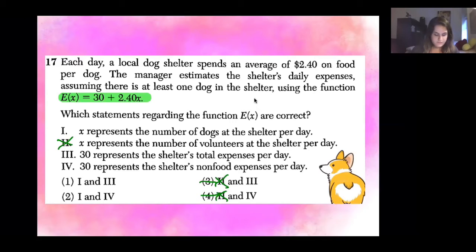Let's look at 30. So 30 represents the shelter's total, or 30 represents the shelter's non-food expenses. Well, if you remember from a couple of questions ago, the total is always by itself on the other side of the equal sign. So my total would actually be over here. 30 cannot be the total because 30 is right here. So I get rid of Roman numeral 3, can't be the total, and I have to get rid of choice 1, so my answer is going to be choice 2.